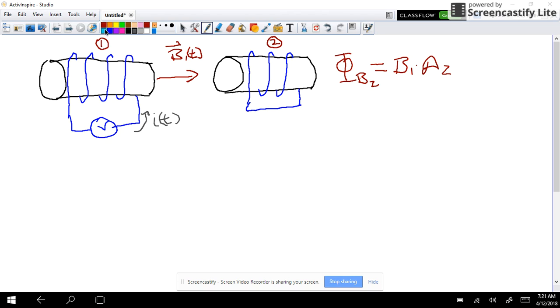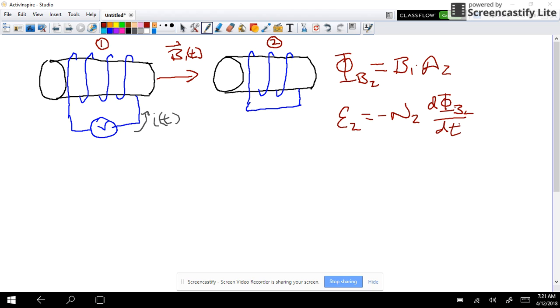Well, what do we know about a changing magnetic flux in a loop of wire? We know that that gives rise to an EMF in coil 2 is equal to the negative of number of turns in coil 2 times the time rate of change of the magnetic flux in coil 2. Okay, not too bad. We've seen this stuff before.